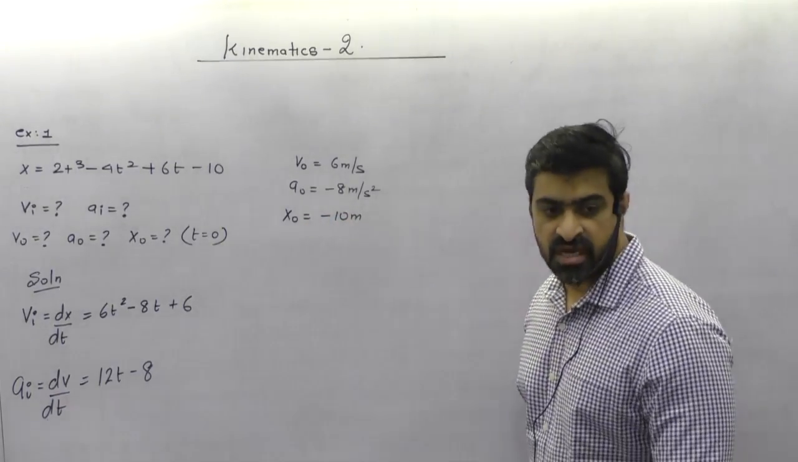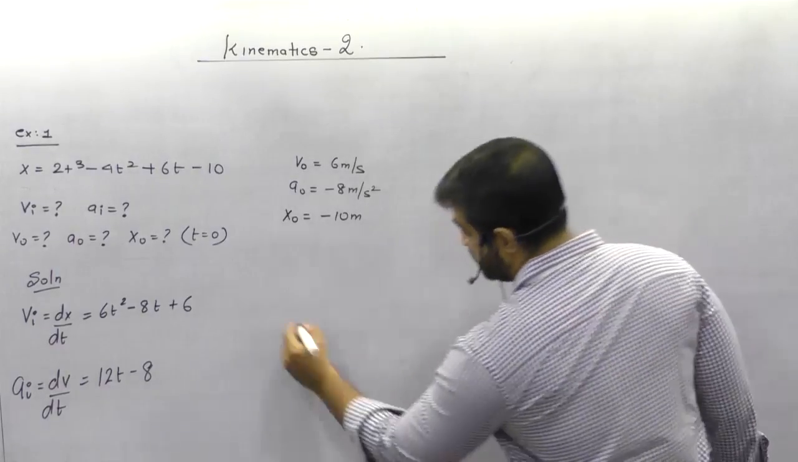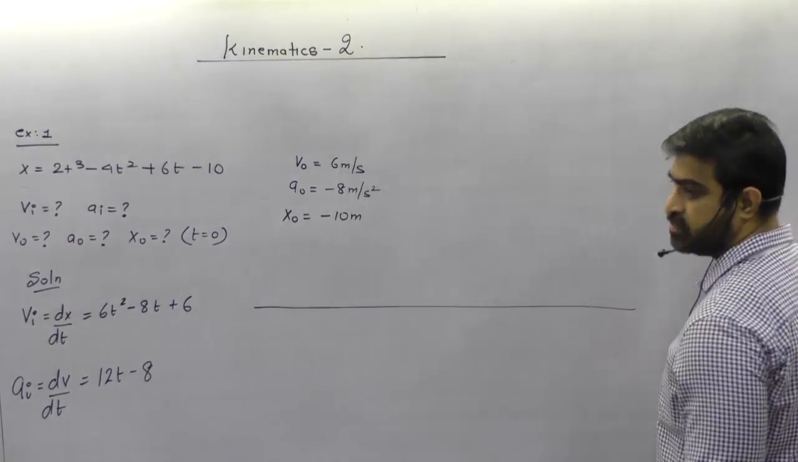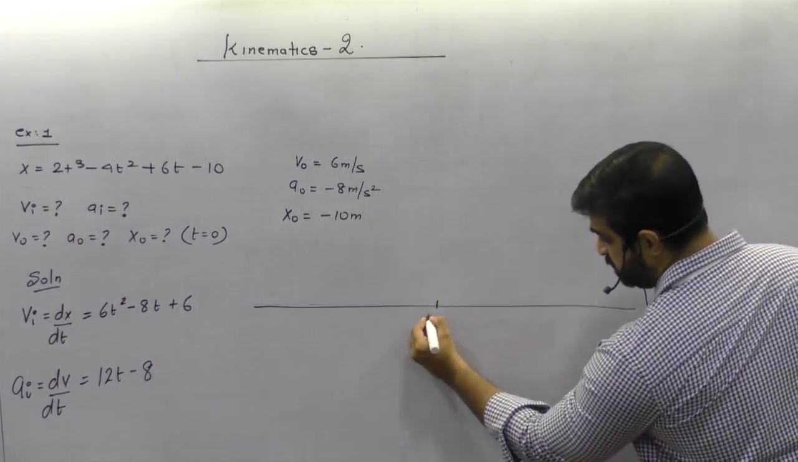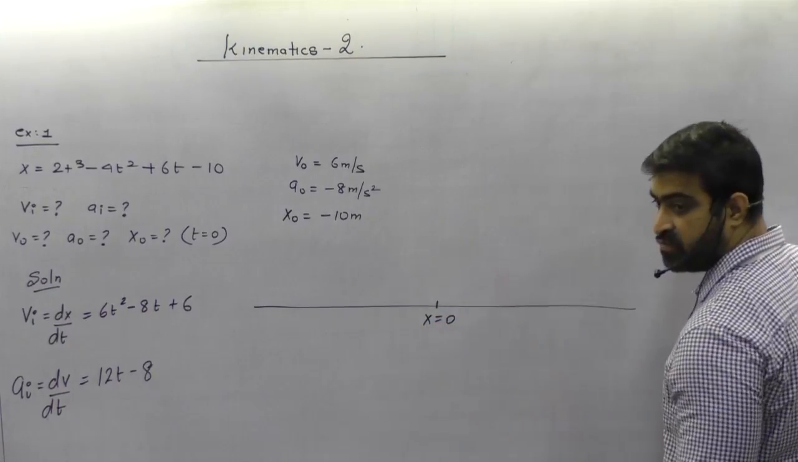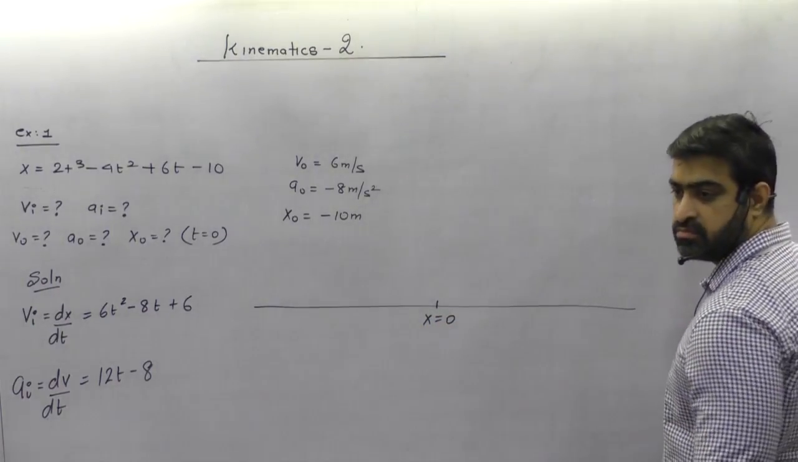Please try to understand the scenario. This is the number line. This is your origin. Suppose there is a ball. This body is a ball.